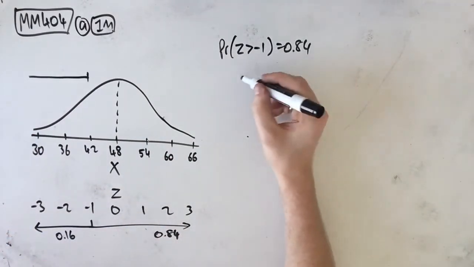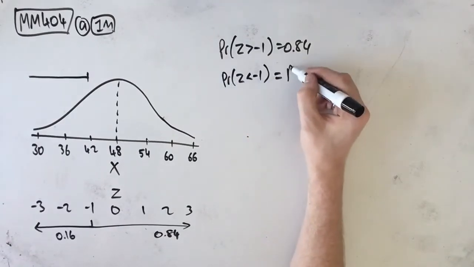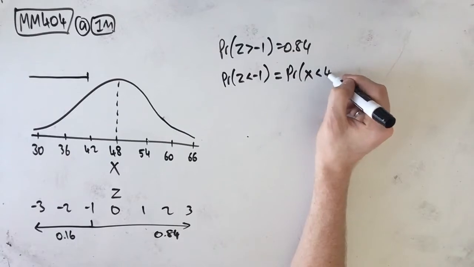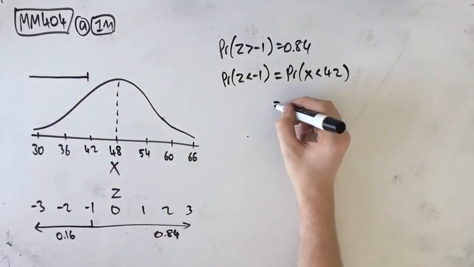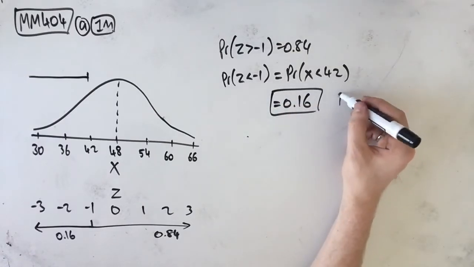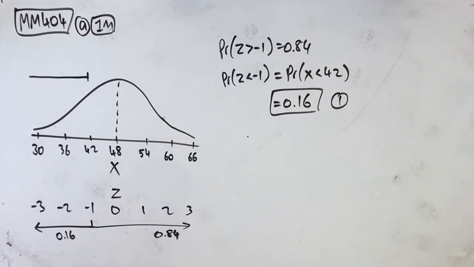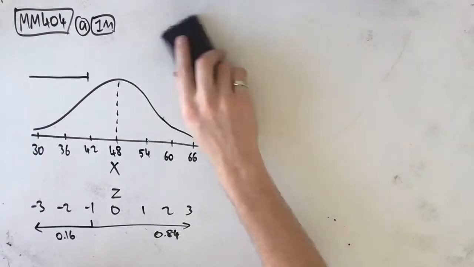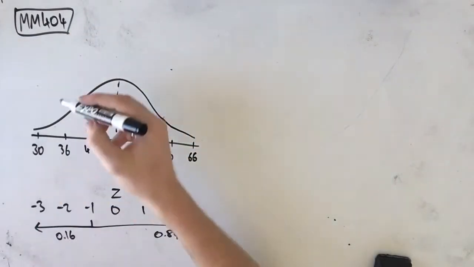So that means that the probability that z is less than -1 equals the probability that x is less than 42, because they correspond to each other, right? So that is the same thing there, which equals 0.16. And that's our first and final mark for part A. Let's move on to part B. Part B can be a little tricky if you haven't seen questions like this before, but let's break it down for you.